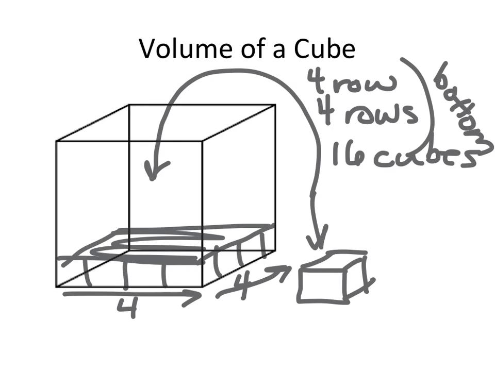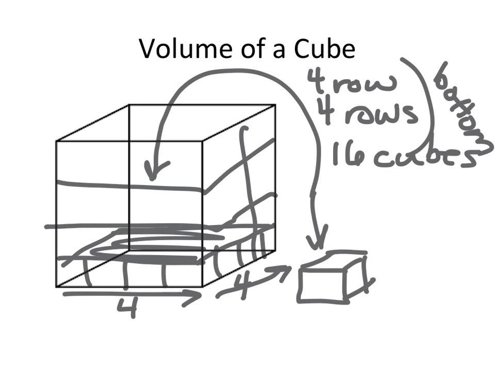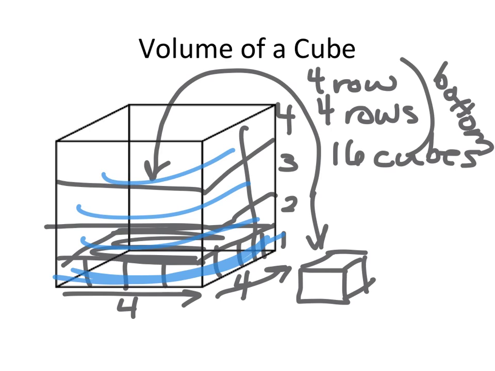Now we need to figure out how many of those rows we can get in here. So if we make another row, and another row, and another row, we will find out that we can do that 4 times. We can have 4 layers in the height. So if we have 16 cubes at the bottom, making the bottom row, and we know we have 4 rows going up, we can take 16 cubes times those 4 rows, or we can add 16 4 times, and we get 64 cubes. It will take us 64 cubes to fill this larger cube.